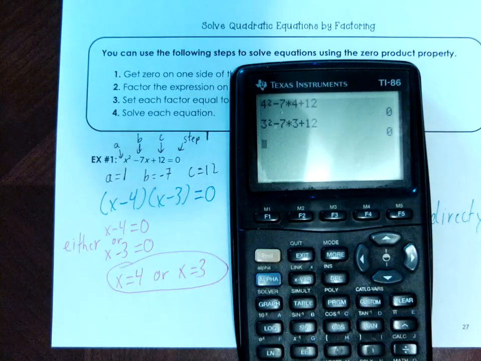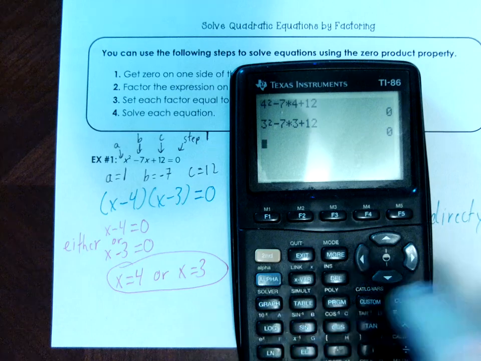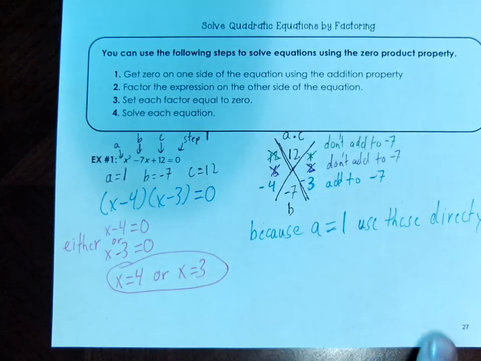Later on in the work, not today, but another day, it's going to become important for you to check your answers. Not today's work, but later on in the semester, it'll be important for you to check and make sure that these values actually work. All right, so there is page 27. Moving on to page 28.